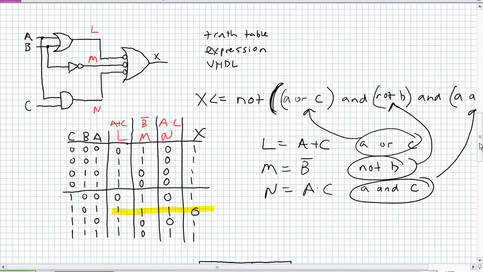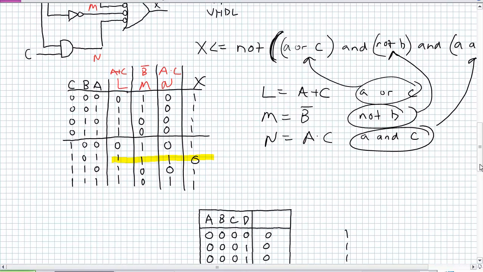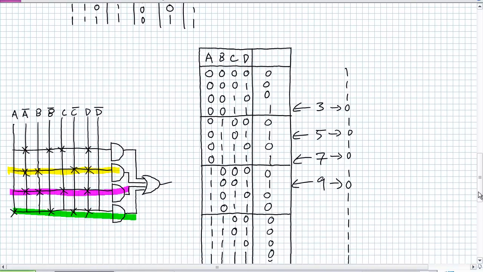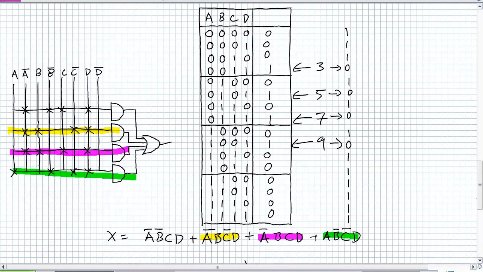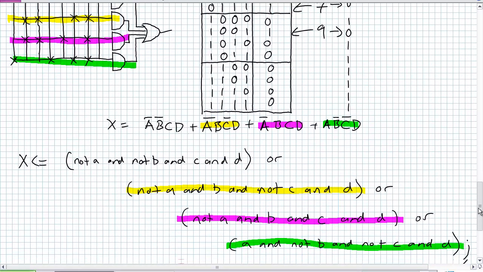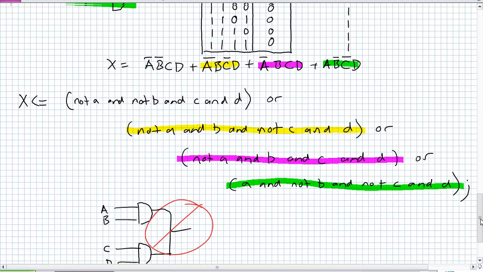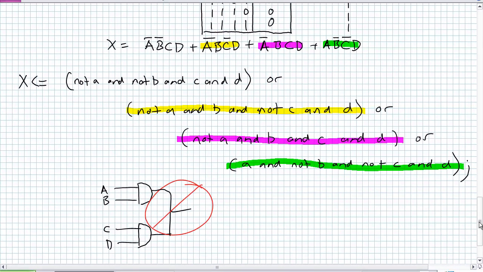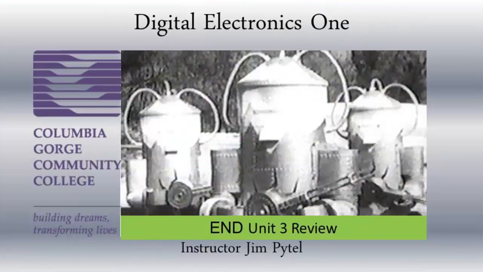We did some multi-level logic. We came up with the VHDL expressions for that. We did some multi-level logic using a PLD, and we got a little precursor to the SOP expressions right here. And then we finally did the ultimate VHDL expression and did a little bit of lab review. Okay, this concludes the review of Unit 3, and we'll see you in lab, and we'll move on to Unit 4.